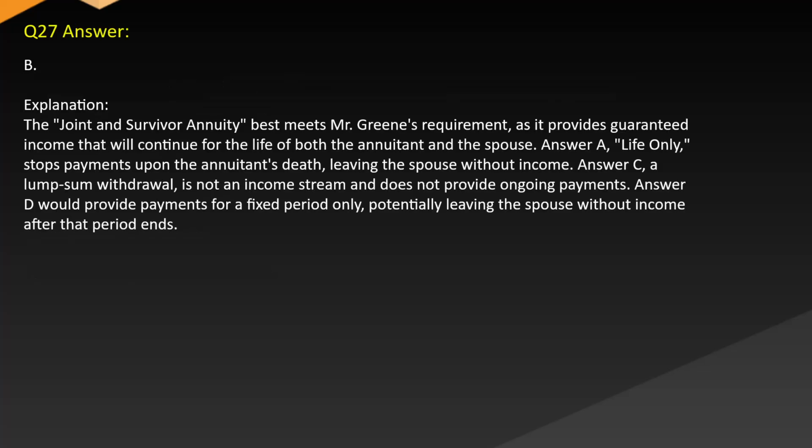Answer B. Explanation. The joint and survivor annuity best meets Mr. Green's requirement, as it provides guaranteed income that will continue for the life of both the annuitant and the spouse. Answer A. Life only. It stops payments upon the annuitant's death, leaving the spouse without income. Answer C. A lump sum withdrawal is not an income stream and does not provide ongoing payments. Answer D would provide payments for a fixed period only, potentially leaving the spouse without income after that period ends.